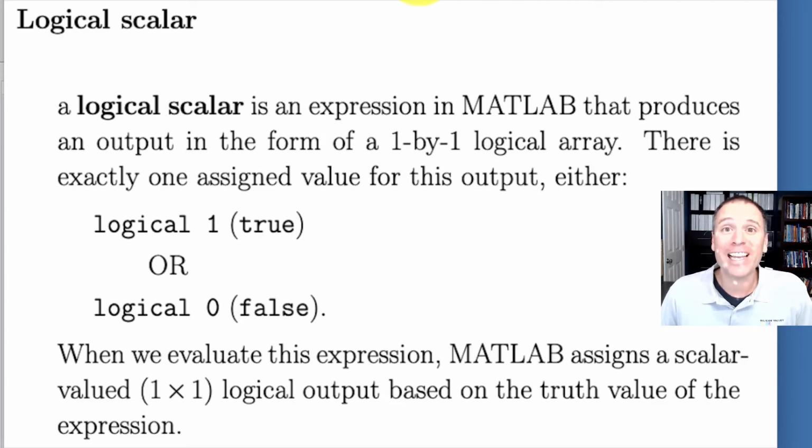A logical scalar is an expression in MATLAB that produces an output in the form of a one-by-one logical array. The assigned value of a logical scalar takes on one of two possible values, either logical 1, which stores the idea of true, or logical 0, which stores the idea of false. When we evaluate a logical scalar, or the expression that puts out a logical output, MATLAB assigns the scalar-valued, one-by-one output based on the truth value of the corresponding expression.